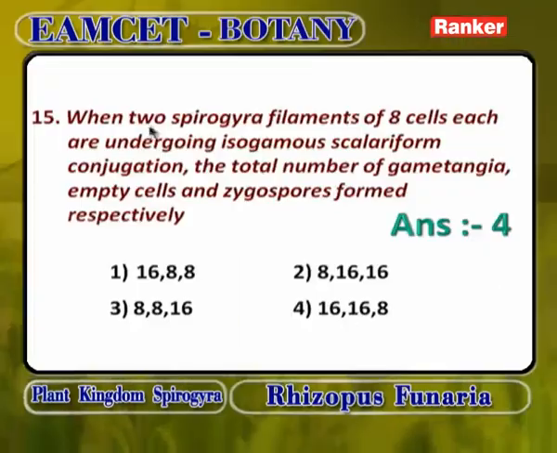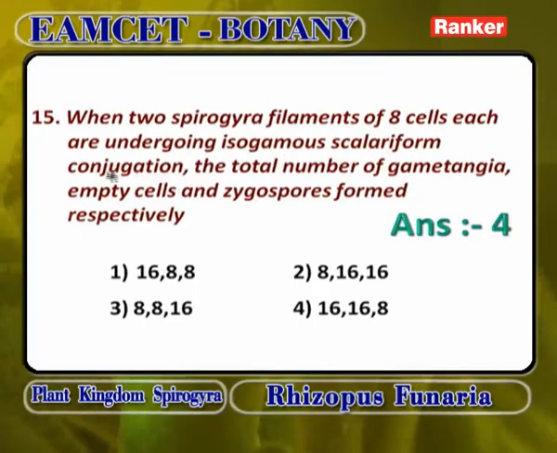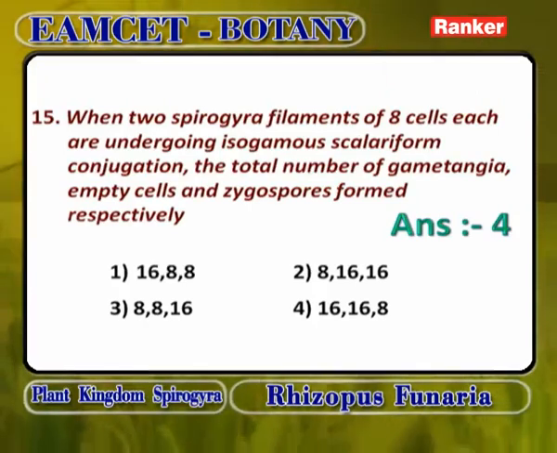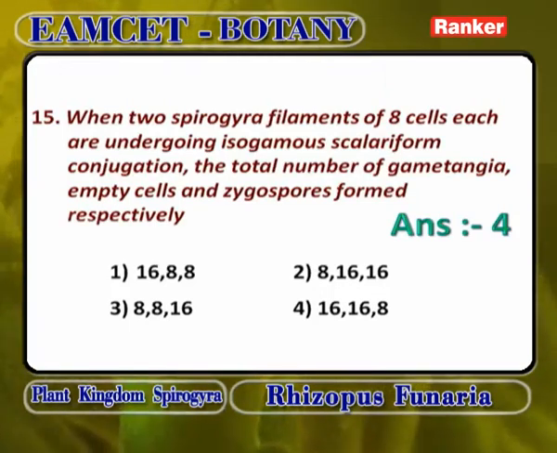So third option. When 2 spirogyra filaments of 8 cells each are undergoing isogamous scalariform conjugation. Isogamous, previously I told, both the aplanogametes move. Conjugation, the total number of gametangia, empty cells and zygospores. Total number of gametangia will be 16 because 8 plus 8. Total number of empty cells, all the 16 will become empty. 8 this side, 8 that side become empty. Zygospores formed will be 8.